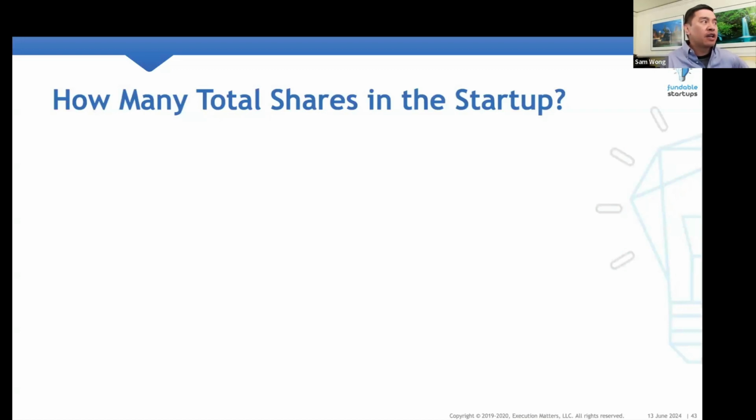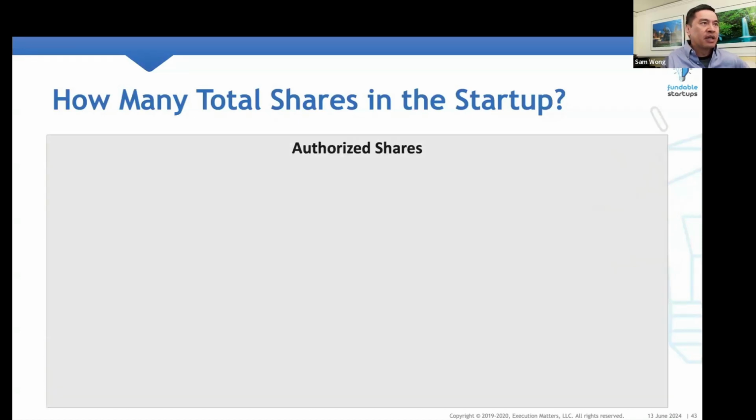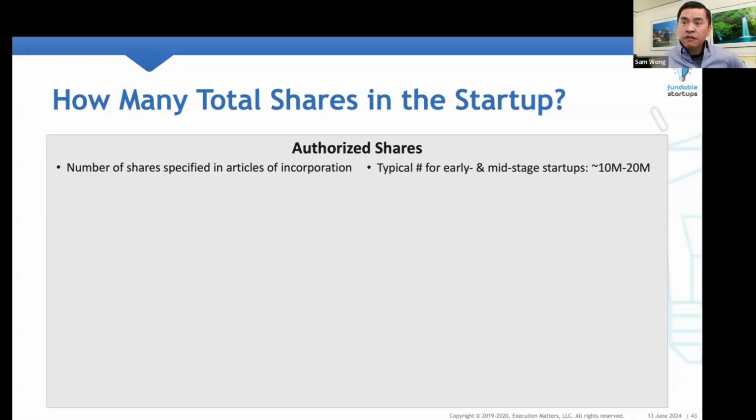So fully diluted shares. How many total shares are there in the startup? There's the concept of authorized shares. The number of shares authorized in the startup is typically defined in the articles of incorporation. If you created your startup corporation the right way with the help of a seasoned startup attorney, they probably made the authorized shares somewhere in the 10 to 20 million range. I prefer 20 million.